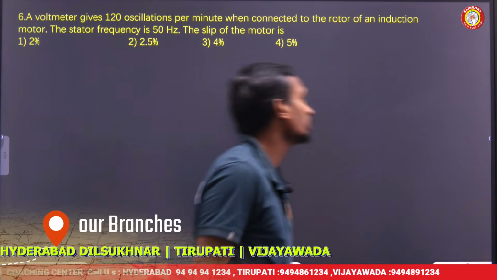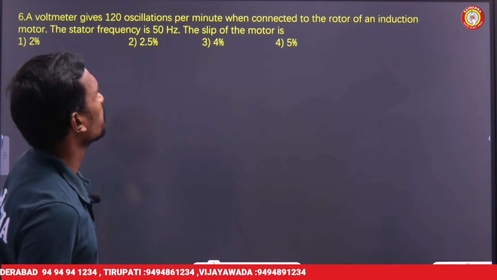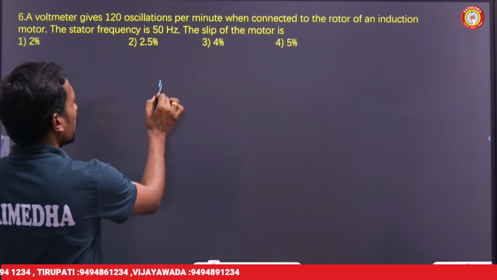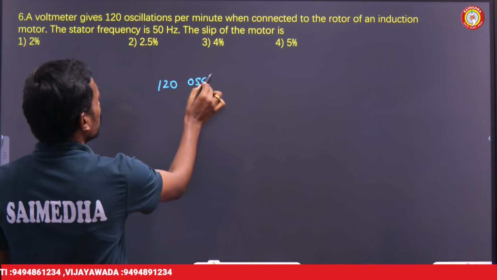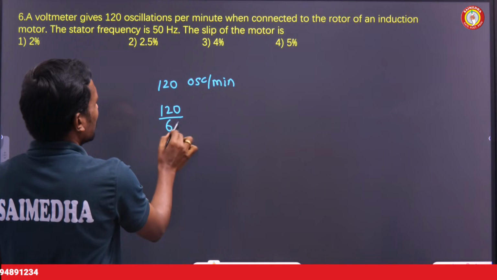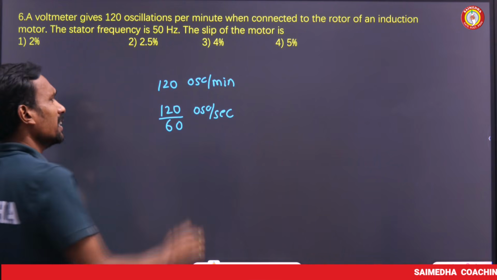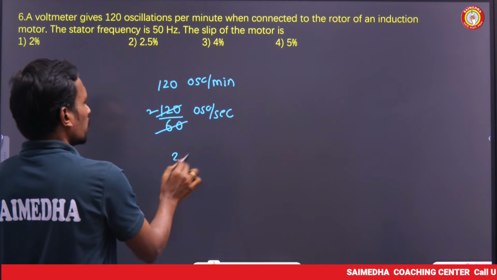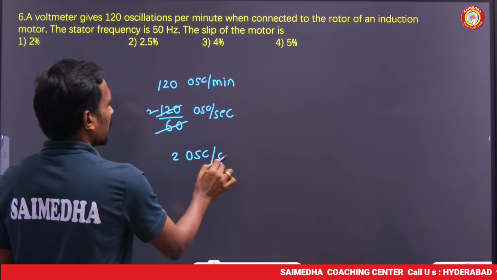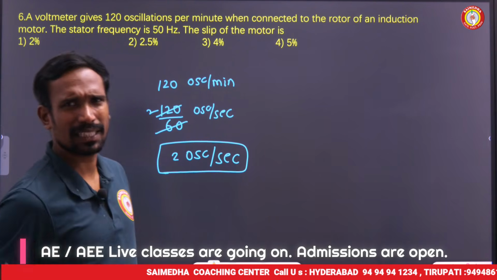Next question. A voltmeter gives 120 oscillations per minute. That is 120 by 60 oscillations per second, which is 2 oscillations per second. If it is 2 oscillations per second, that is nothing but 120 oscillations per minute.